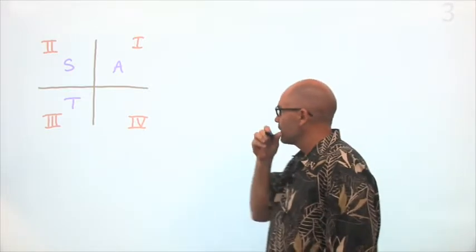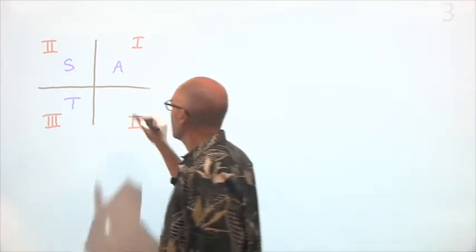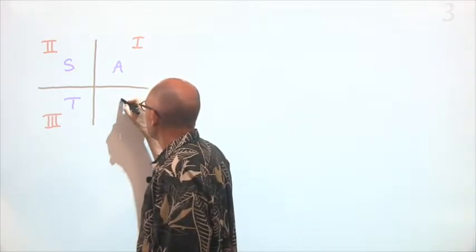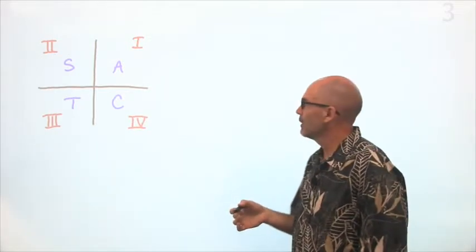Fourth quadrant, sine is negative because it's down. Cosine is positive because it's right. And tangent is negative because sine and cosine are different signs.